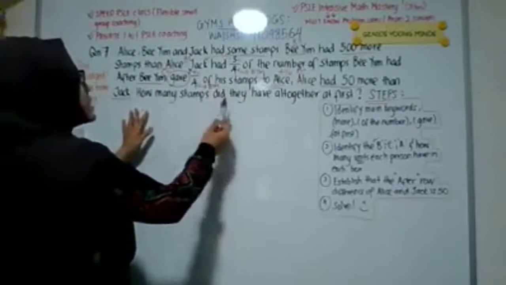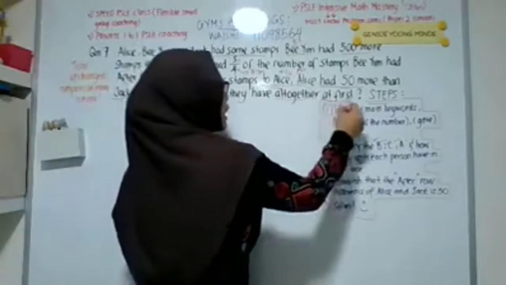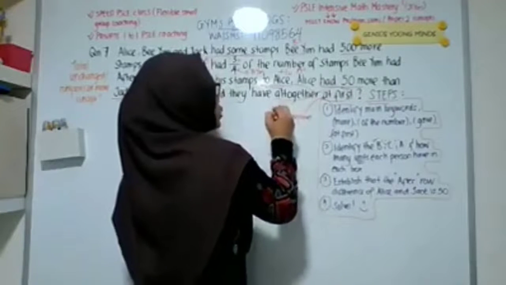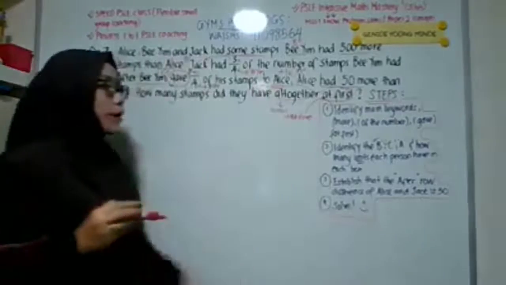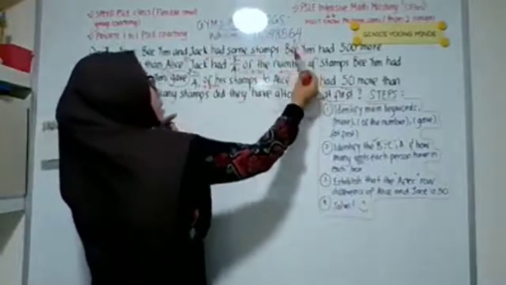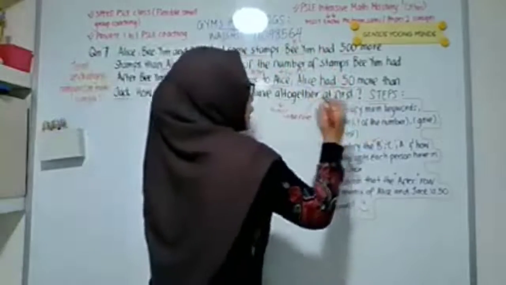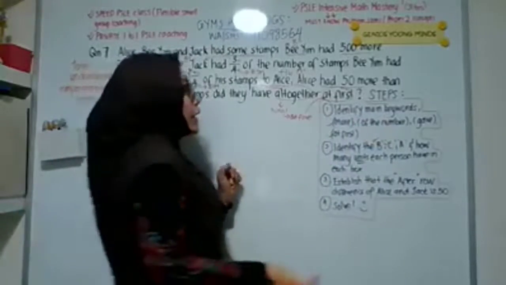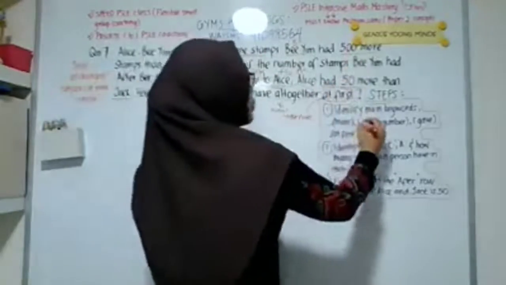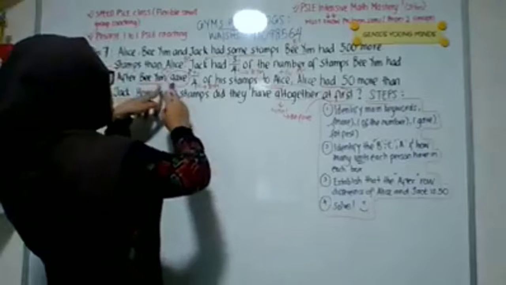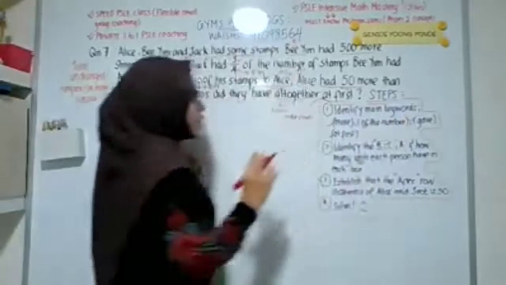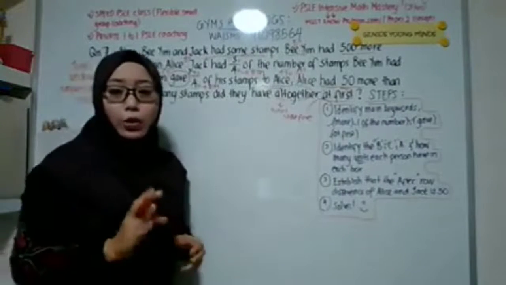Now, how many stems did they have all together at first? Which means I want to know the before and their total before. This is what I want. The keywords are, we know that they are comparing. The first one, Beam had 500 more than Alice. We are comparing between Alice and Beam, the more. And then we are comparing between the units between Jack and Beam for the before. Then the give, Beam gave 1 unit to Alice. This is the change. And I know that this is at first, means this is a before and after question.